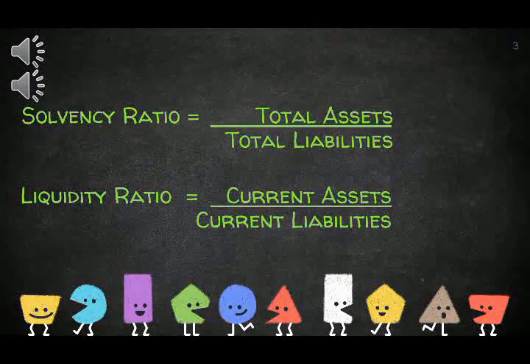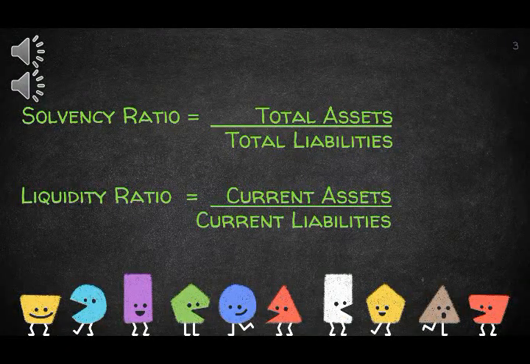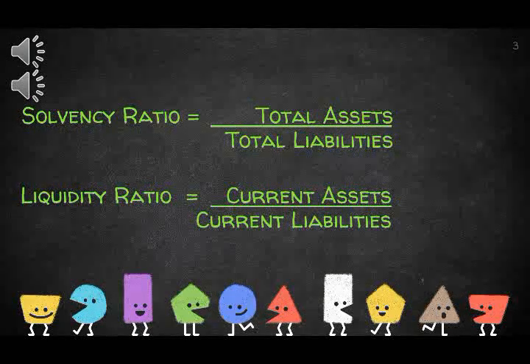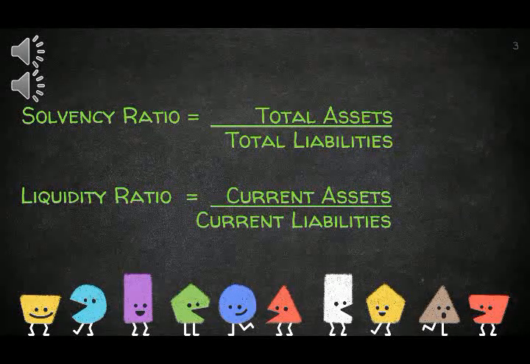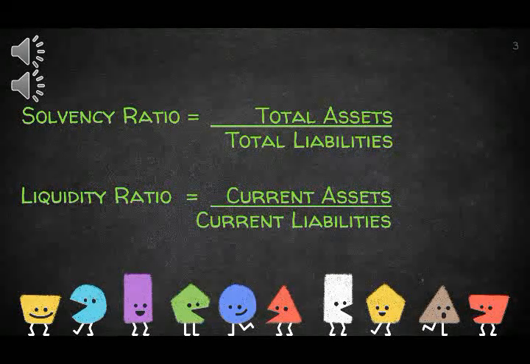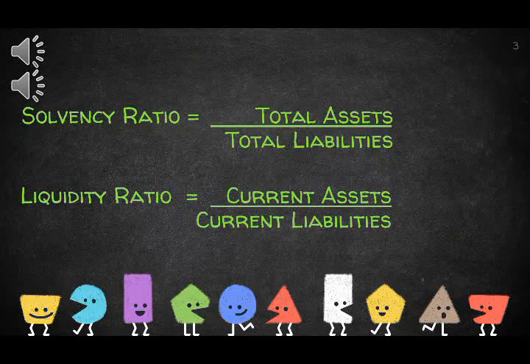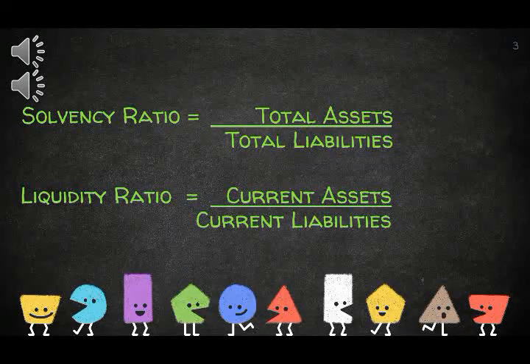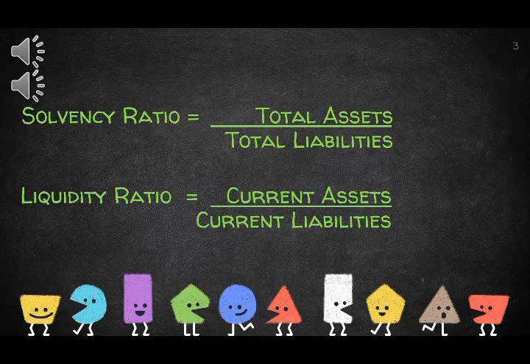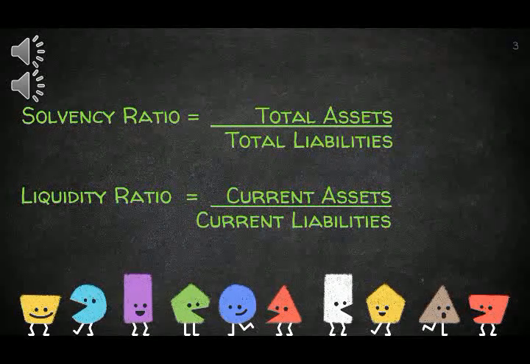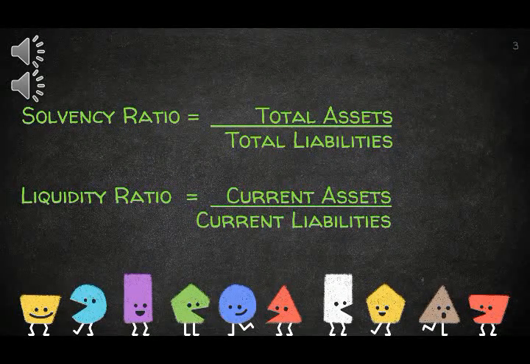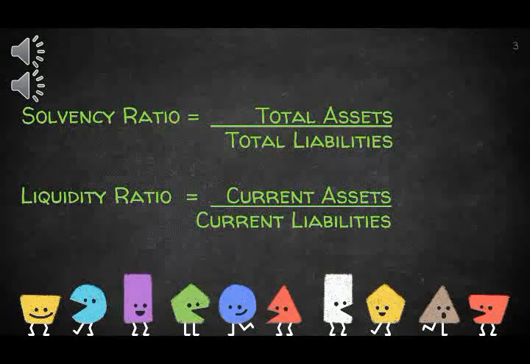Solvency can be measured by the solvency ratio. Expressed in a formula, solvency ratio is equal to total assets divided by total liabilities, and liquidity can be measured by the liquidity ratio. Expressed in a formula, liquidity ratio is equal to current assets divided by current liabilities.